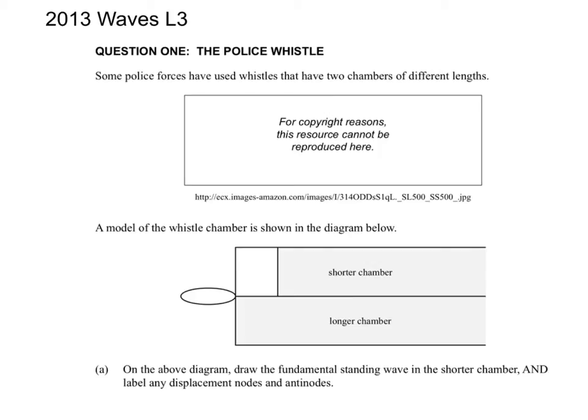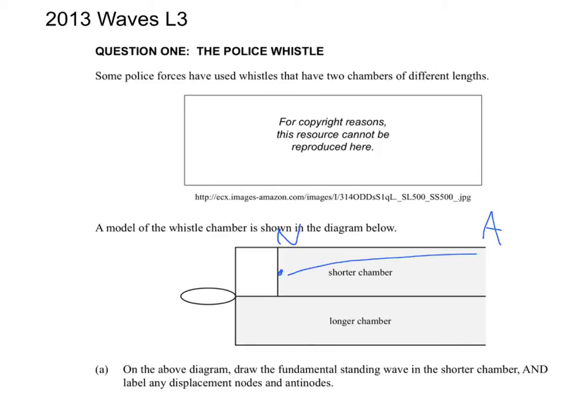The first question: on the diagram above, draw the fundamental standing wave in the shorter chamber and label any displacement nodes and antinodes. In the shorter chamber, they're both closed at one end and open at the other end. So the closed end by necessity has to be a node. At that point on the shorter chamber you'll have a node, and then you have an antinode at the open end, also by necessity.